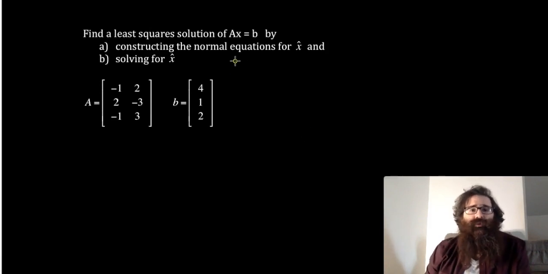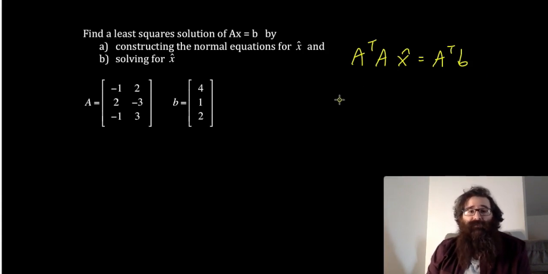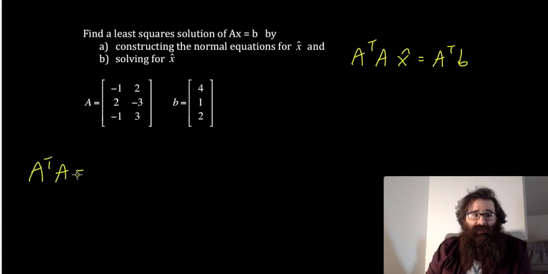So I want to find the least squares solution of Ax equals b by first constructing the normal equations for x hat, solving that way, and then secondly, solving for x hat directly. So let's go ahead and start. Remember those normal equations, A transpose A x hat equals A transpose B. I want to start by finding A transpose A and A transpose B. So a bit of an idea for a workflow, find A transpose A first, and then find A transpose times B.